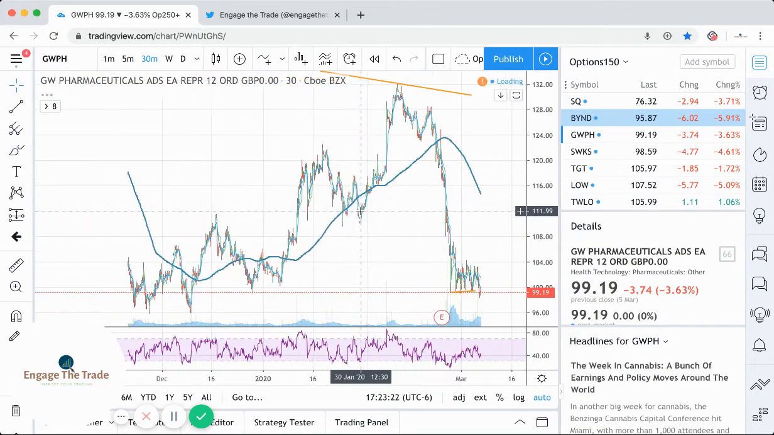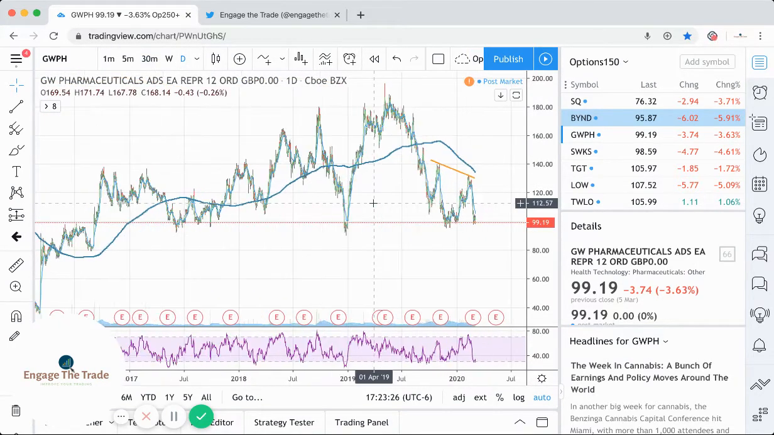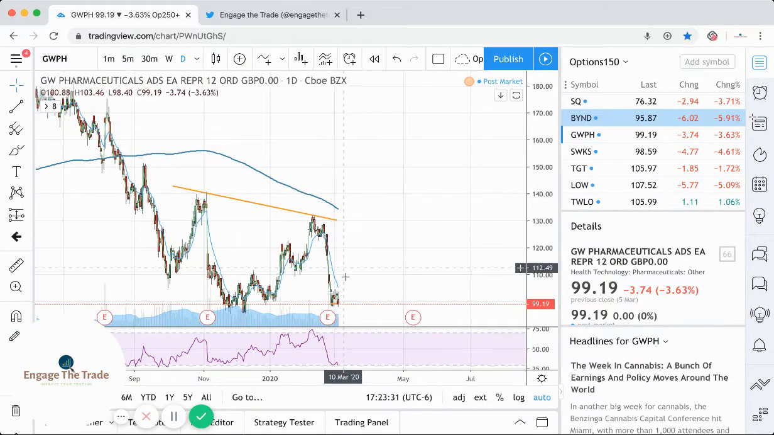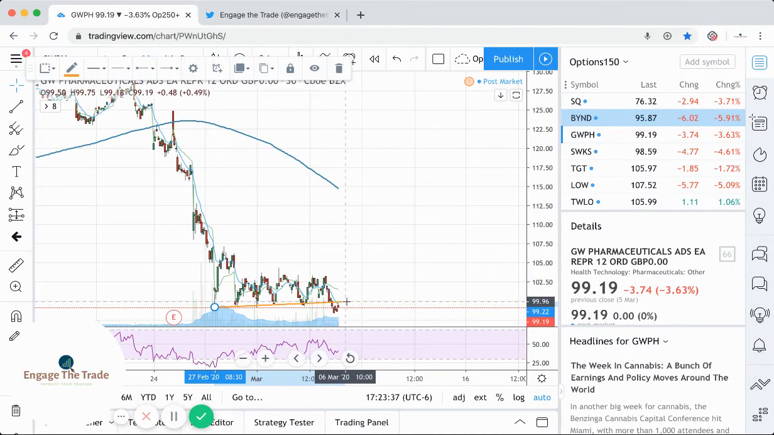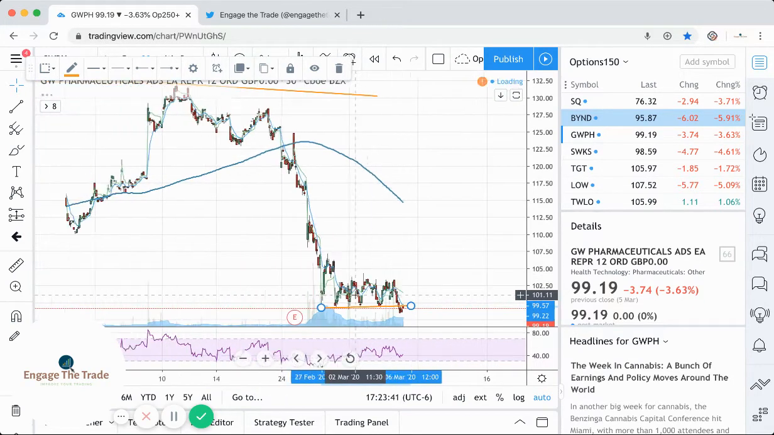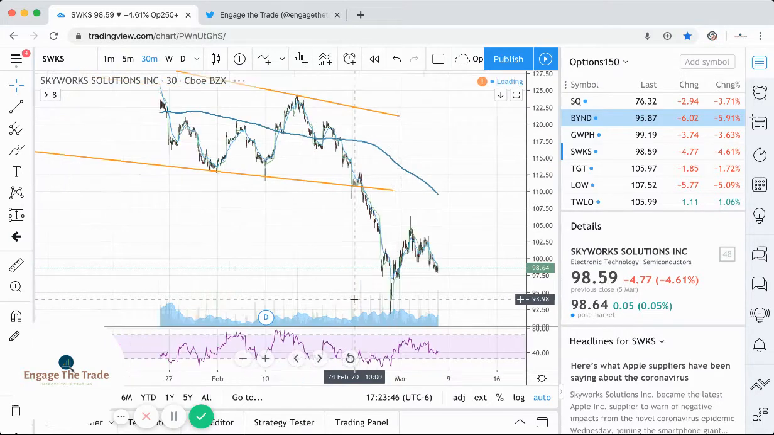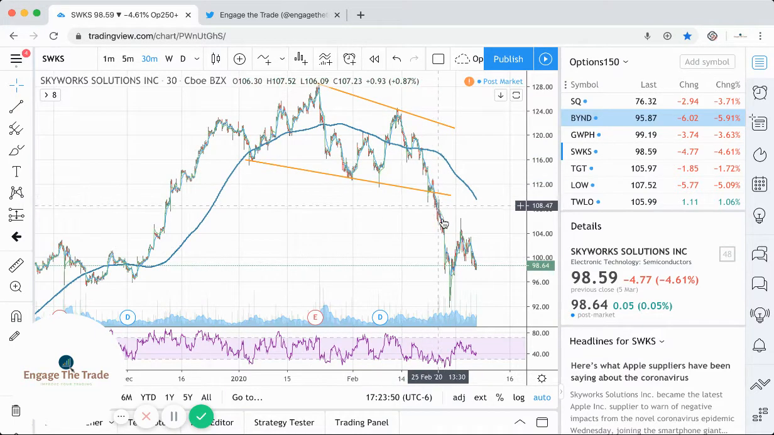GWPH Pharmaceuticals. If you look back at the daily, it's kind of lining up there, but fell with the market, and now it's actually looking like a good short potential. Look at it, it broke down a little bit already. I'll zoom back out. There's another kind of coil short, and it definitely worked.